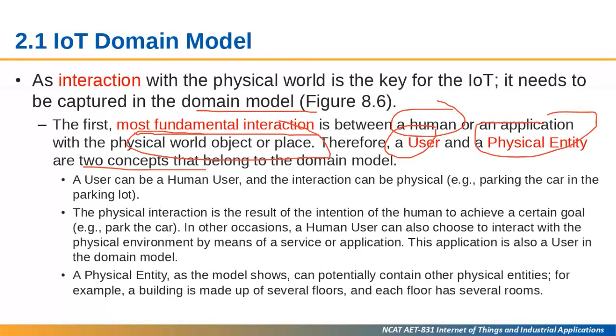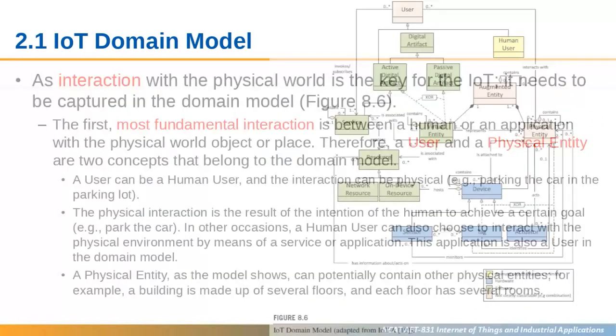Basically, for an IoT solution, we need to have users, right? The users can be human users, and also it can be an application. For the physical entity, it can be a building. In this case, it is a parking lot, and it may contain other physical entities. For example, a building is made out of several floors, and several floors can have some rooms. Basically, users and physical entities are two concepts in the IoT domain model.